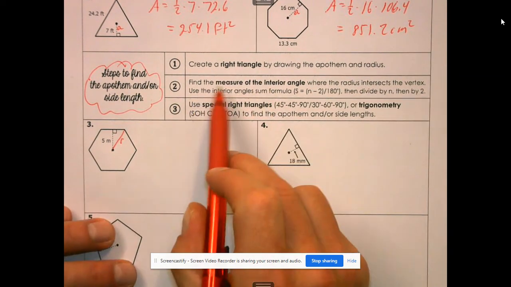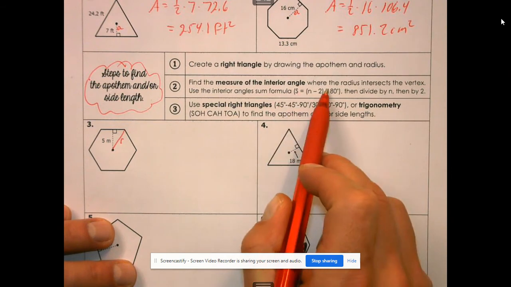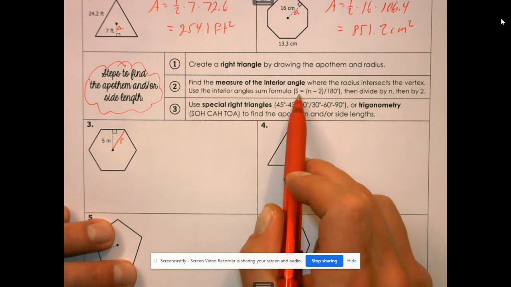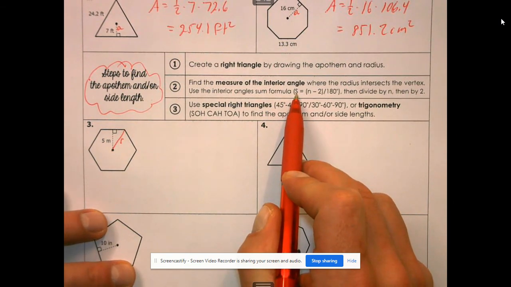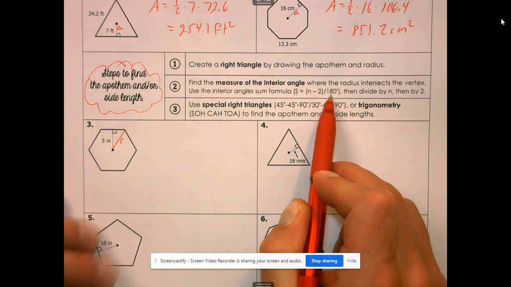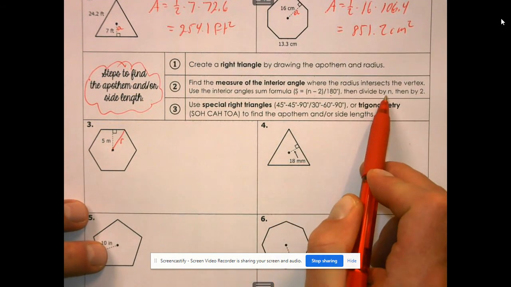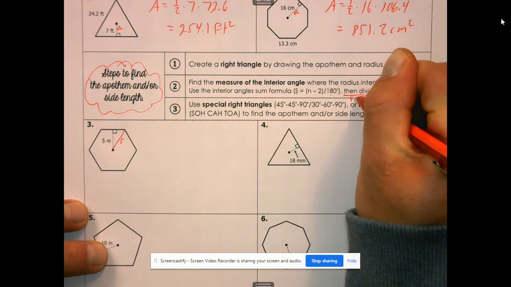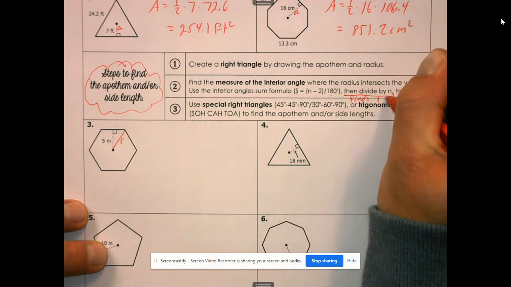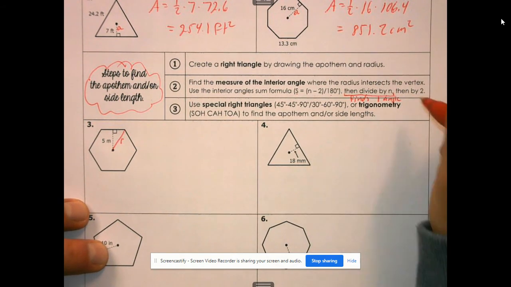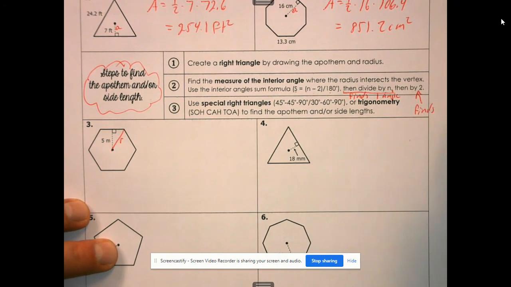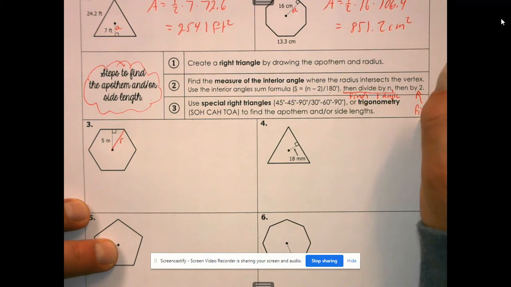Number 2, find the measure of the interior angle where the radius intersects the vertex. Use a formula, remember this guy? The sum of the inside angles is n minus 2 times 180. But in this case, we have to divide by n to get one angle. So right here, let's write, finds one angle. Then it says divide by 2. This finds the angle in the triangle.